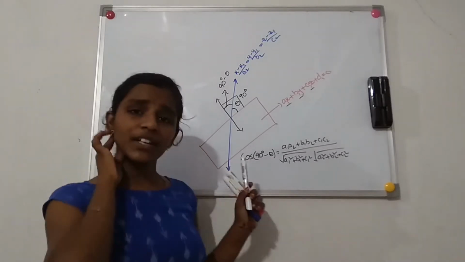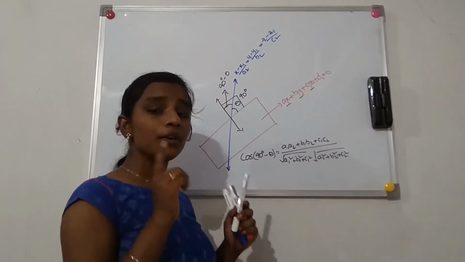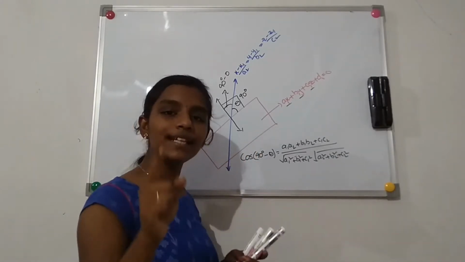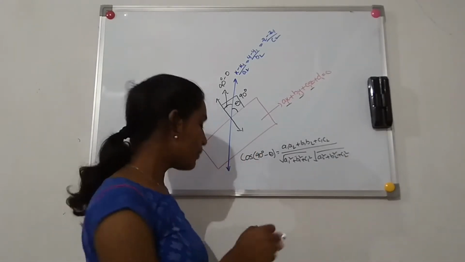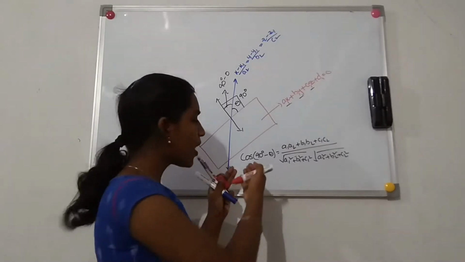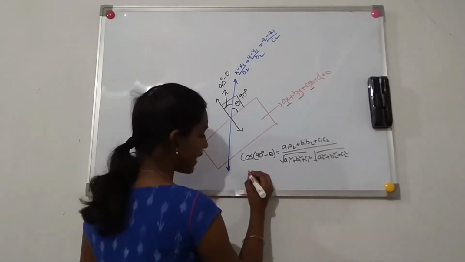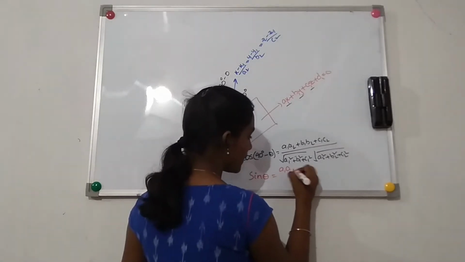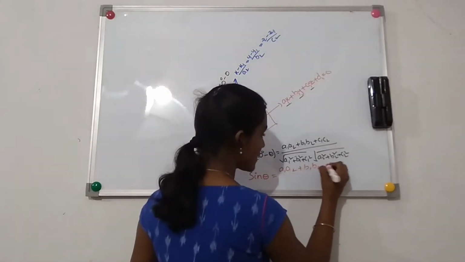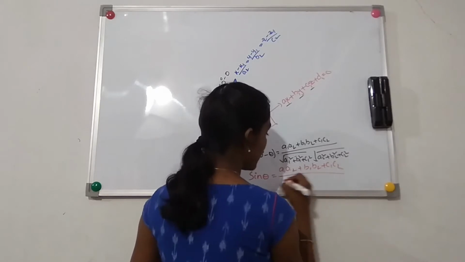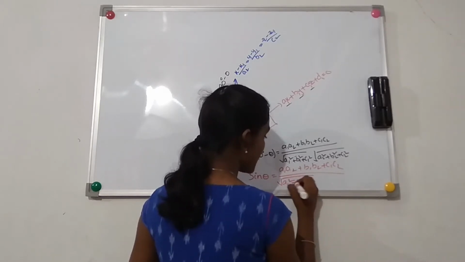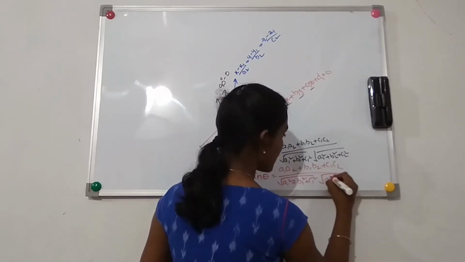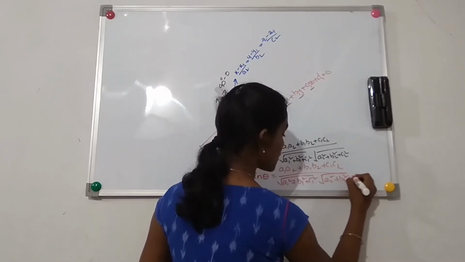Now in your first year trigonometry, you have already learned that cos of (90 minus theta) is sin theta. Have you learned that? So let us write that cos of (90 minus theta) is sin theta, and that's it. Sin theta equals (a1 a2 plus b1 b2 plus c1 c2) by (root of a1 square plus b1 square plus c1 square) into (root of a2 square plus b2 square plus c2 square).